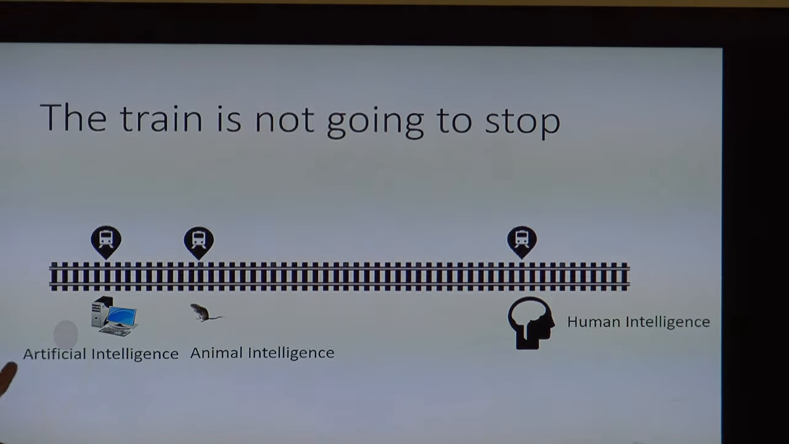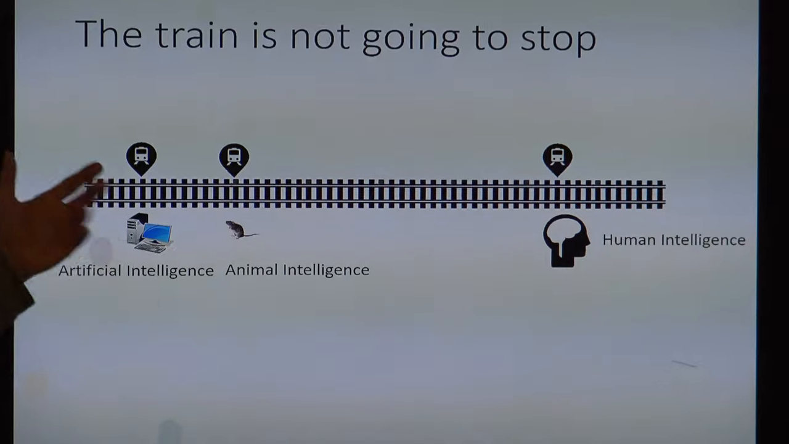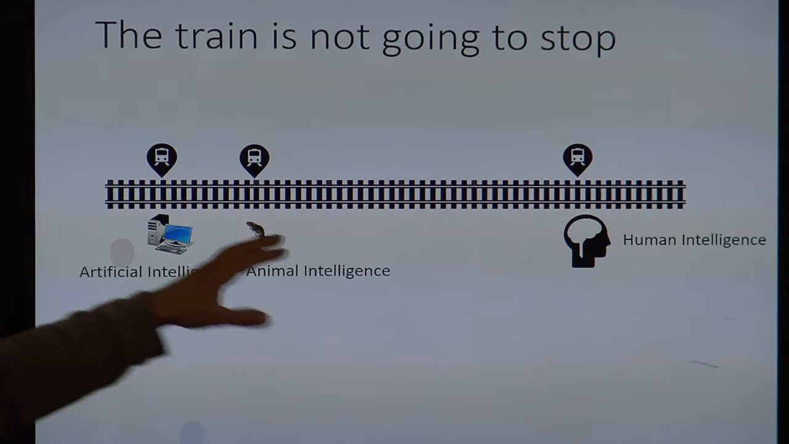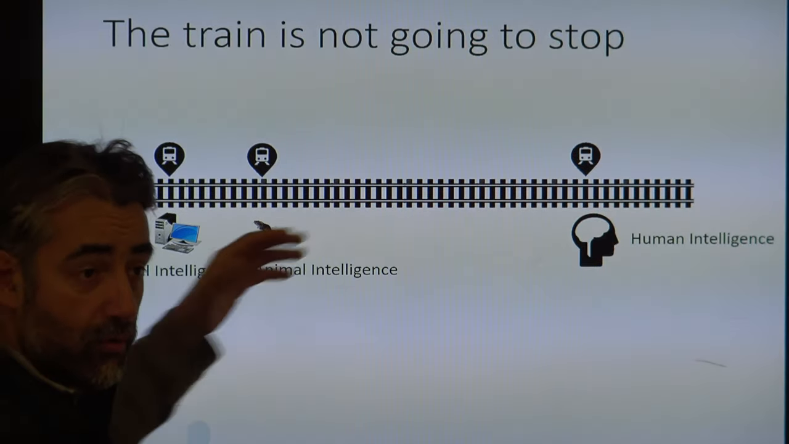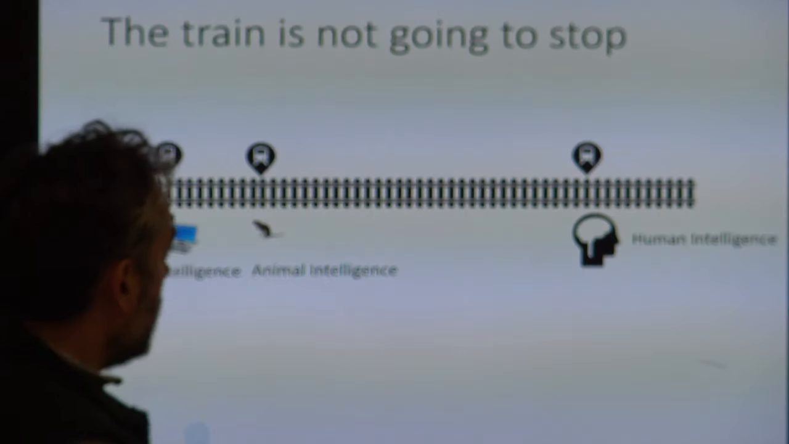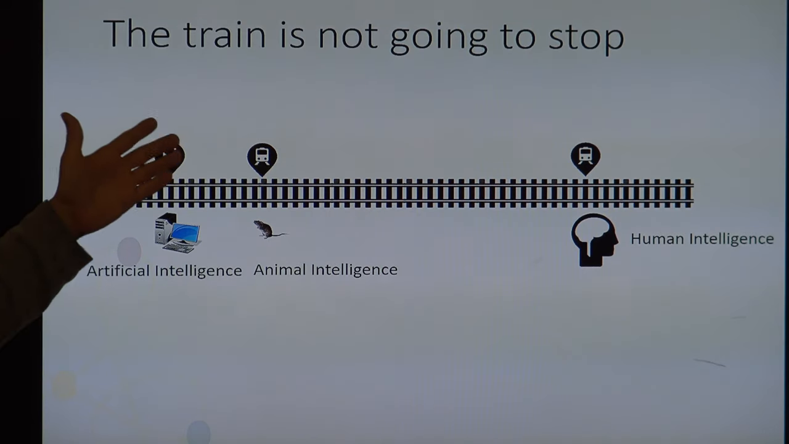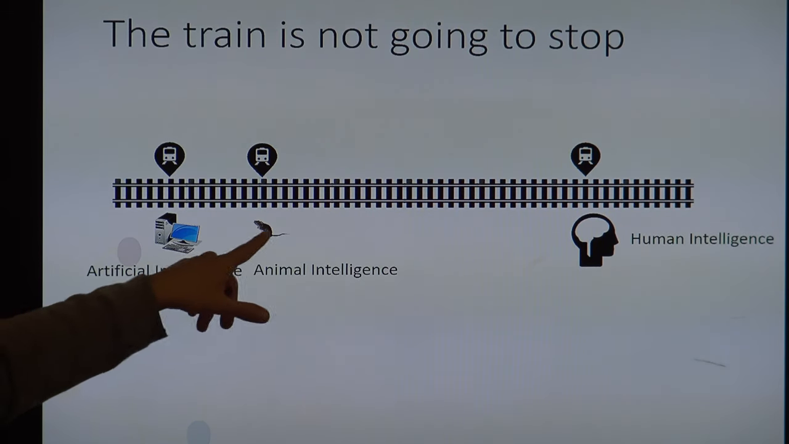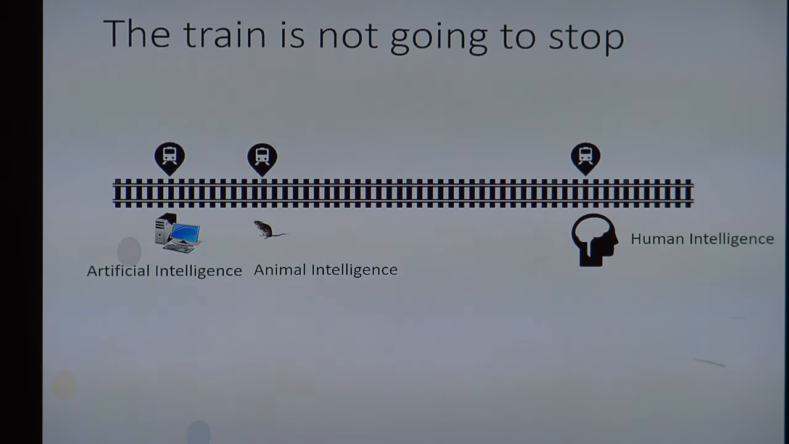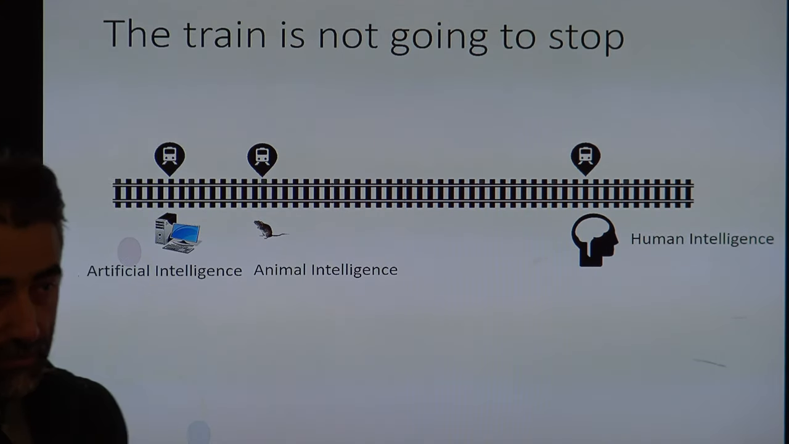So machines, artificial intelligence, are not that intelligent. They're still behind. Okay? And we are here, human intelligence. We agree that we are way more intelligent than machines. There are some animals that are intelligent. You have a dog or a cat, they're smart, aren't they? Mice are smart. Animals are smart in general. But I believe they're more intelligent than AI today, but certainly less intelligent than us.